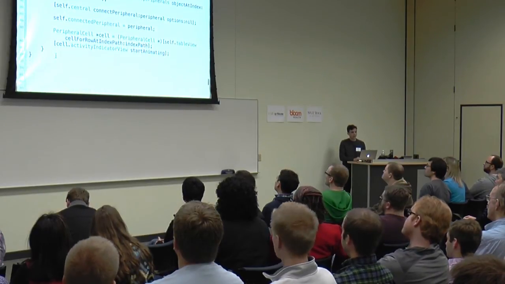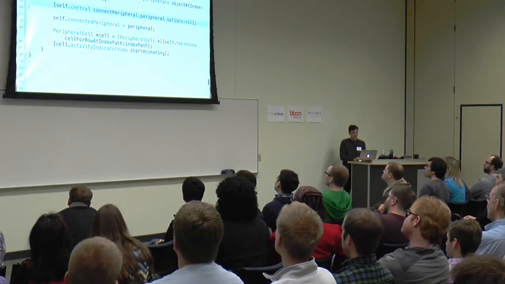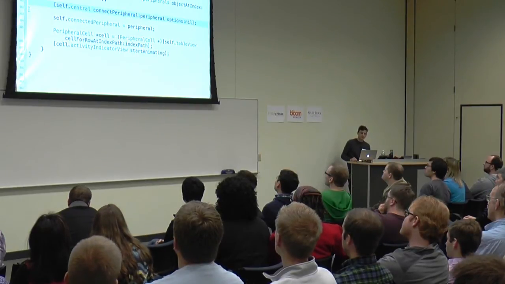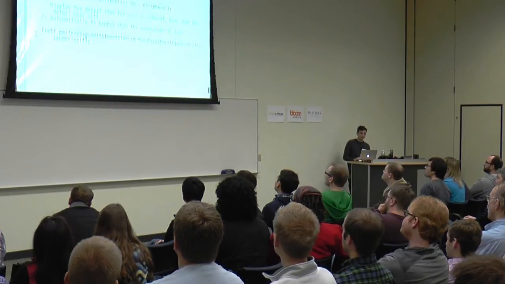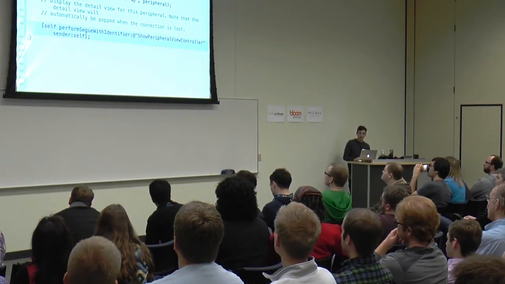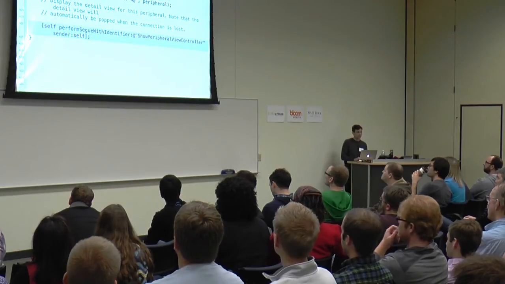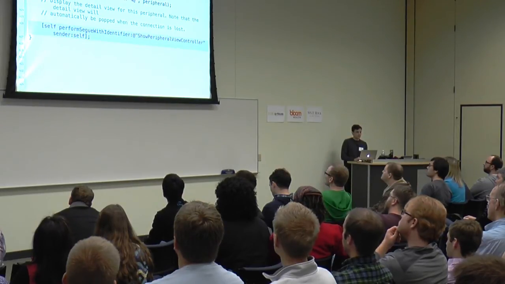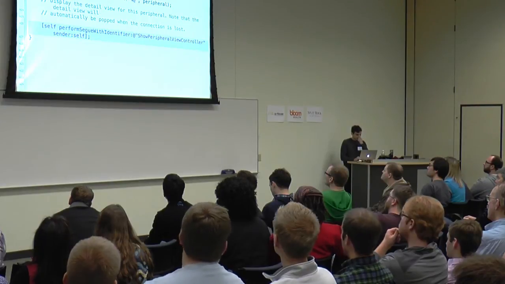The next step is when the user selects that row, we call this method connect peripheral. Then we wait again. And if that connection succeeds, then the OS will invoke this method for us, did connect peripheral. And at this point, we just show our detail view controller. So let's try it out.